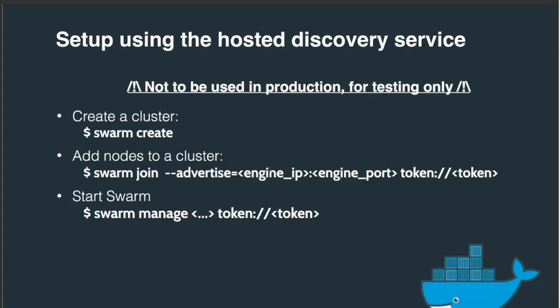This is basically going to give you a unique generated token. Then on every machine where you want to join your cluster, you do swarm join, and you set the IP and port of the engine and the token. This is basically just going to the hub and it's going to associate this IP and port with this token. After that, you can start the manager by just giving it the token, so it's the last line. And this line is basically going to the hub, getting the list of IPs and ports, and that's it.